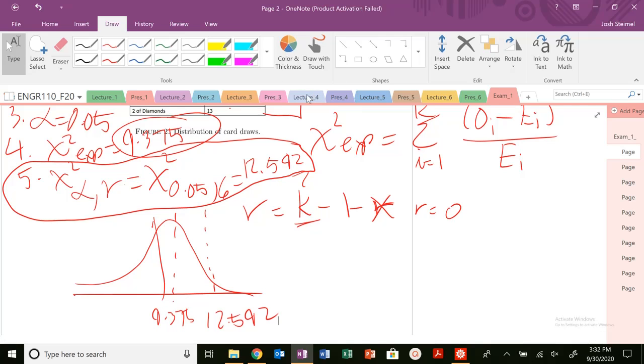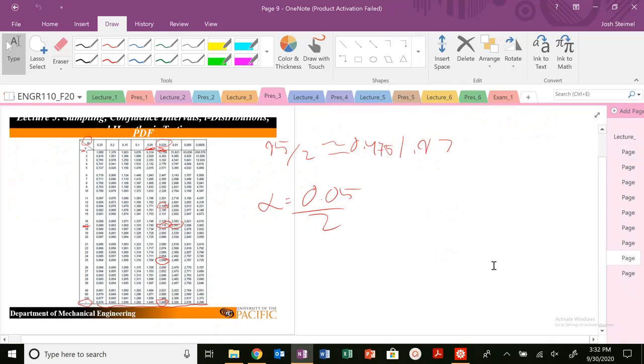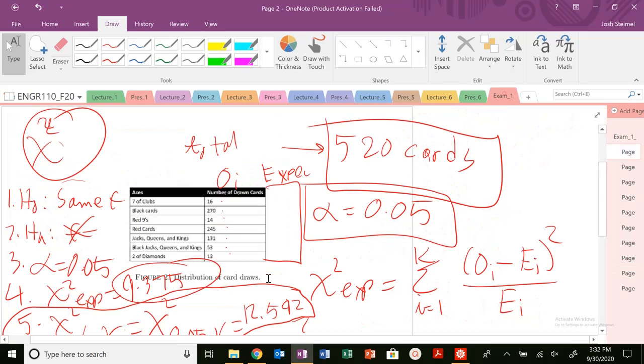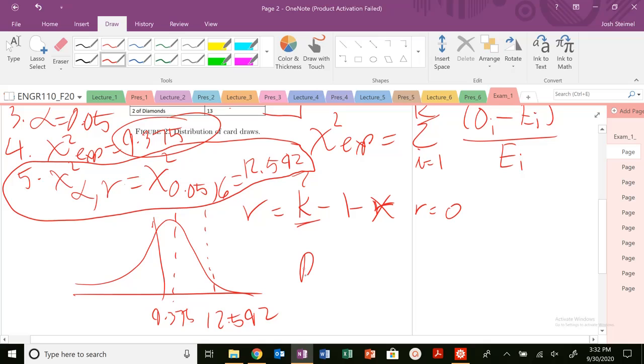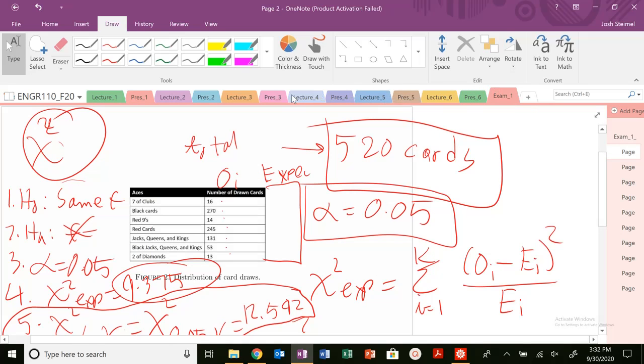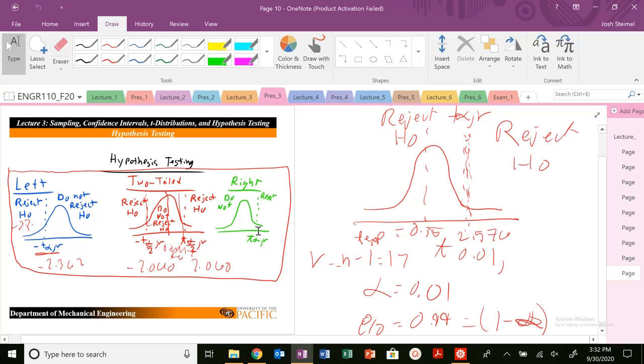Let's go back to our hypothesis testing protocol, and let's go to the presentation, very last page. So we're doing a right tail test. So we do not reject. This falls into the do not reject region. Do not reject H naught. So we do not reject our H naught.